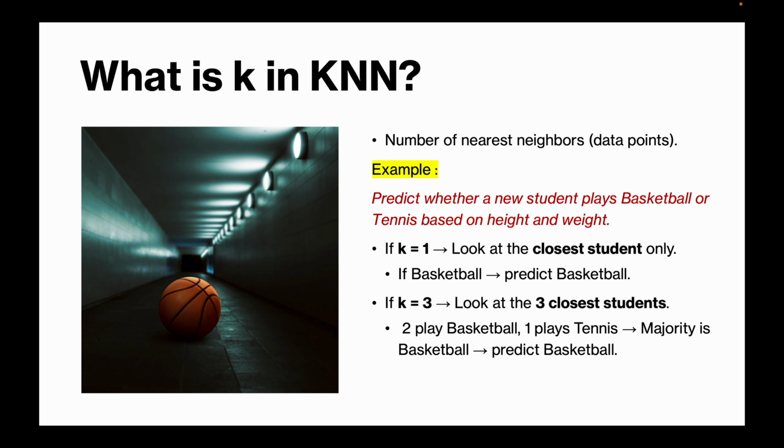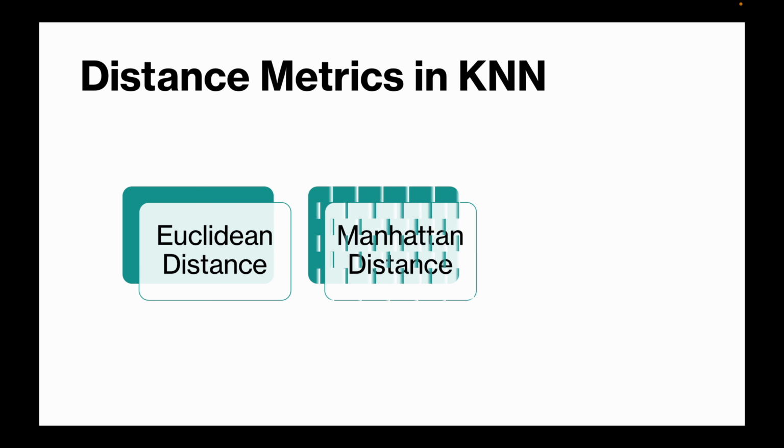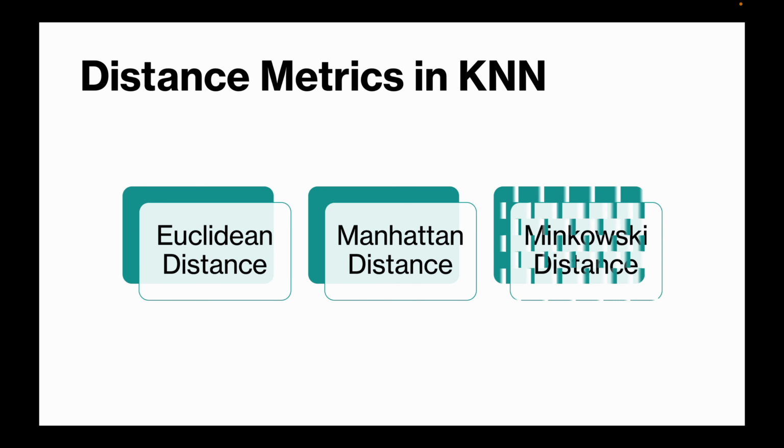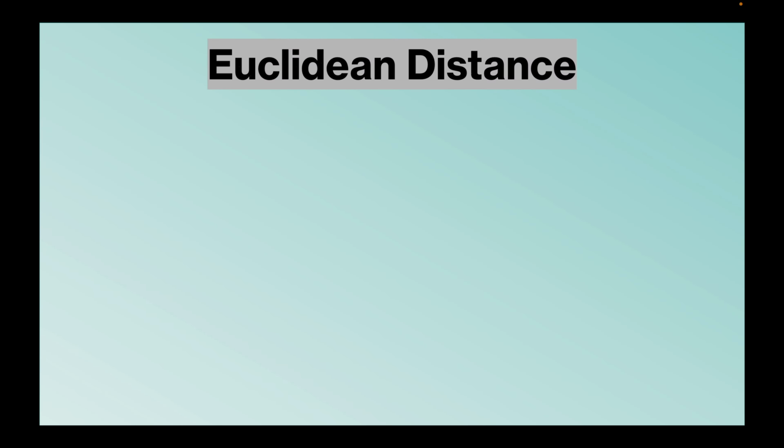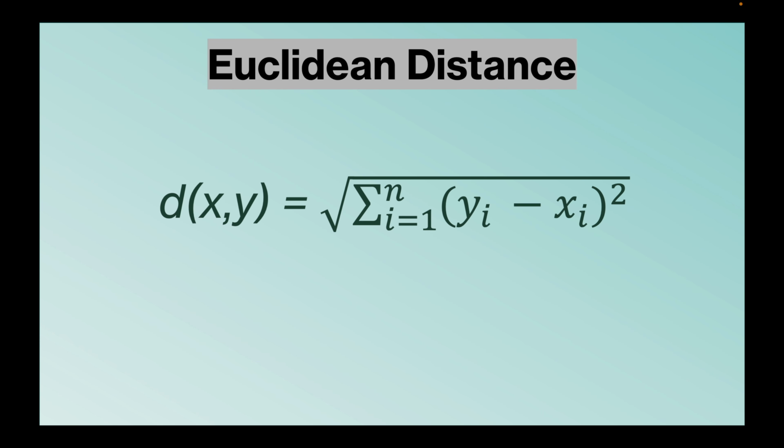There are different distance metrics for different types of data. The most used formula in KNN is the Euclidean distance. Similarly, we have Manhattan distance and Minkowski distance. The choice of distance metric affects the KNN performance. The formula to calculate Euclidean distance is like this, and using this formula we calculate nearest neighbors.